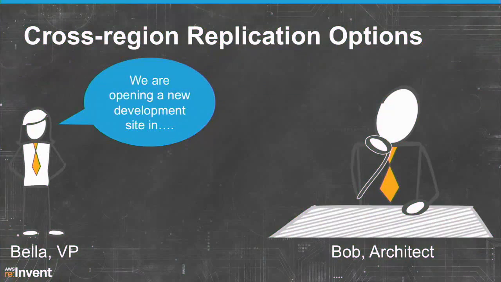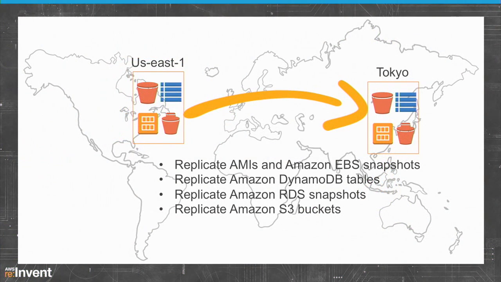And that means Bob has to figure out how he's going to replicate some of the resources from one region to another region, right? He has to figure out how he's going to be able to replicate all the AMIs and EBS snapshots. And remember, some of the information was also stored in DynamoDB. So he's got to figure out how he's going to replicate DynamoDB tables. We also need to replicate RDS snapshots, and more importantly, some of the objects sitting in the S3 bucket.